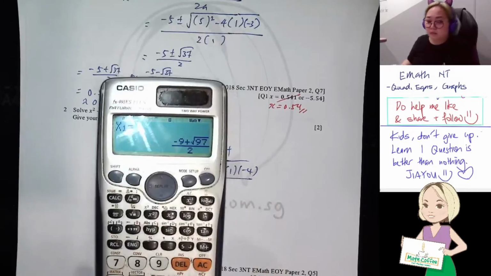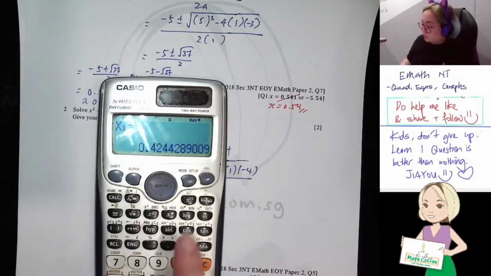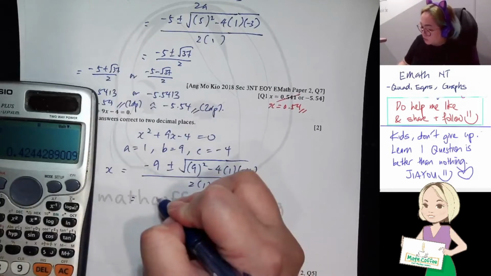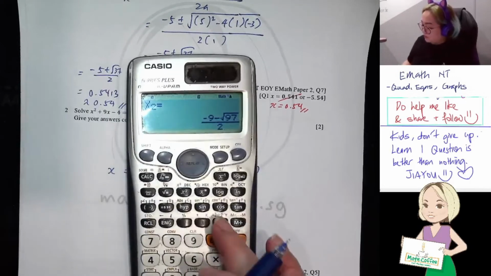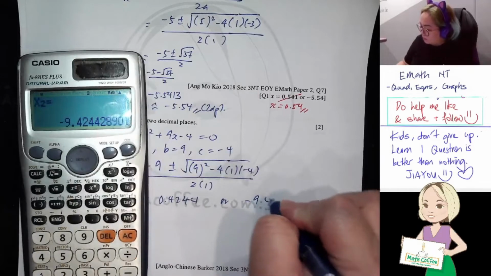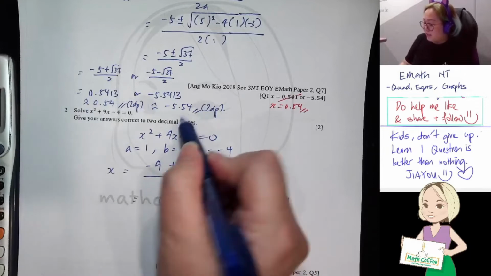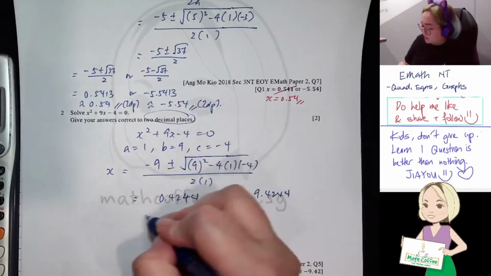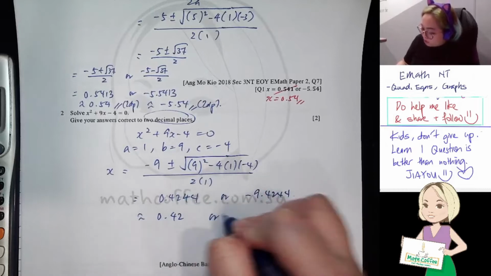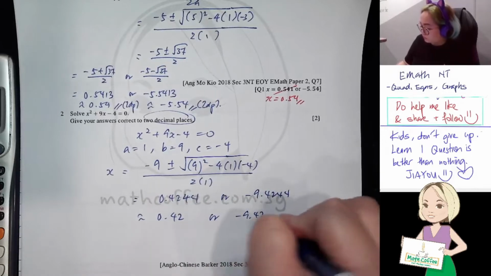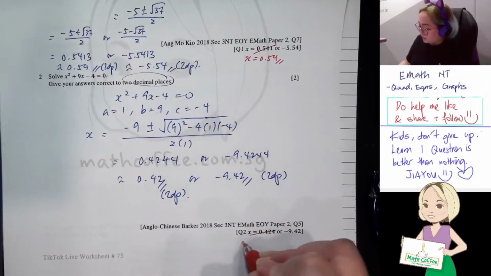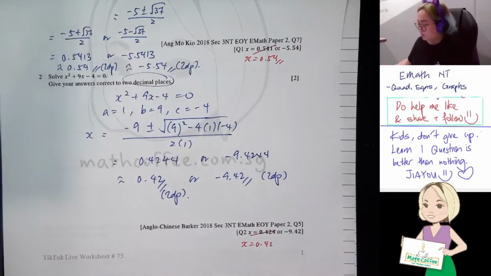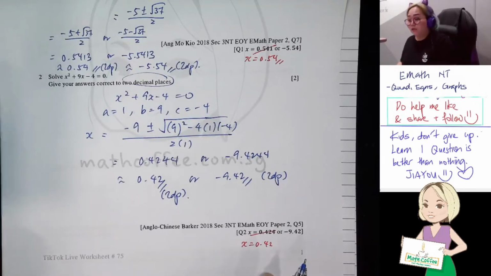My calculator gives me this, but your calculator should give you decimals. In the end, you will see x is equals to 0.4244, or press equal again, and we will have minus 9.4244. This question asks us to round off to 2 decimal places, so you should have 0.42 or -9.42. This is 2 dp, and this is also 2 dp. So this is how you use the calculator to help you solve.